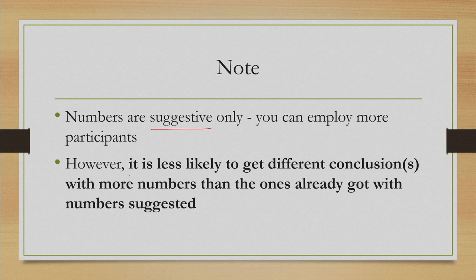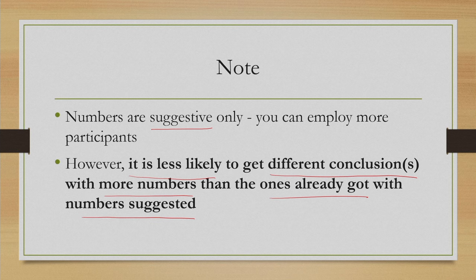However, it is less likely that you will get different conclusions with more numbers than the ones already got with the numbers suggested. So, that means whatever conclusions you can draw based on the number of participants between 12 to 25 and whatever conclusions you are going to draw if you employ more numbers are not likely to be significantly different. So, you may not get a large number of significantly different conclusions from a larger number of participants.